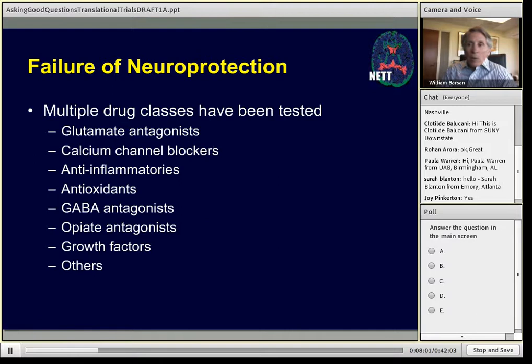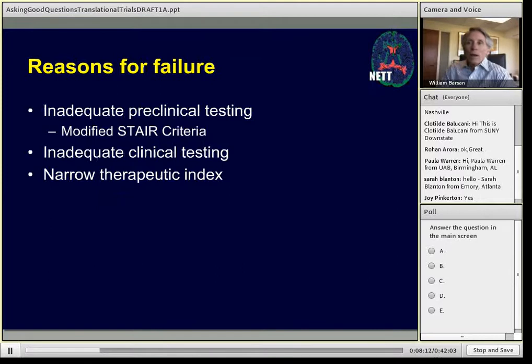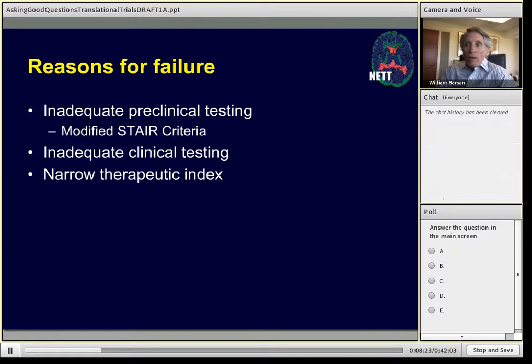And the most recent example of that is progesterone for TBI, which we did in the NET. That seemed to be very effective in animal trials. There was a phase 2 trial that made everybody very encouraged, but it actually failed in the phase 3. In ischemic stroke, 15 drugs have advanced to phase 3 trial testing. All have failed, and so we've got basically a pretty bad track record. We've looked at multiple classes of drugs, and this is just some of them, and really none of them have worked. So what are some of the reasons why they might have failed?